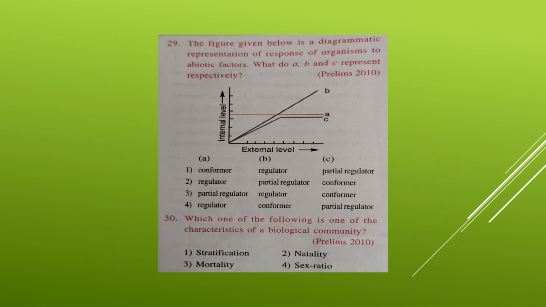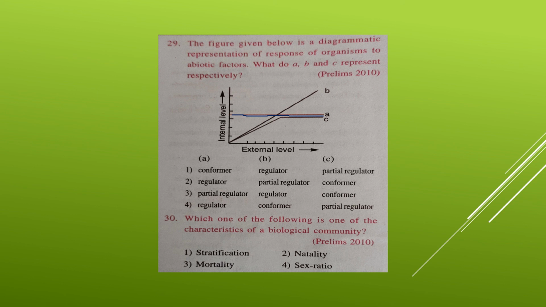And next here the diagram is being given. In this diagram we have to identify what A is, B and C. Here the temperature is maintained constant whatever the surrounding temperature is. So this type of organisms we can call as regulators.